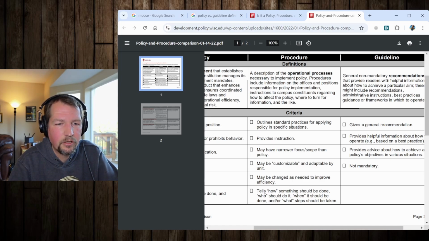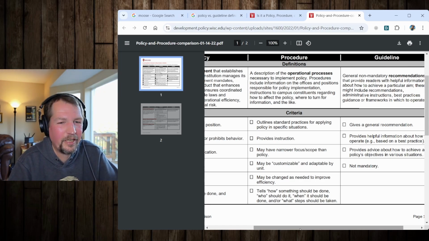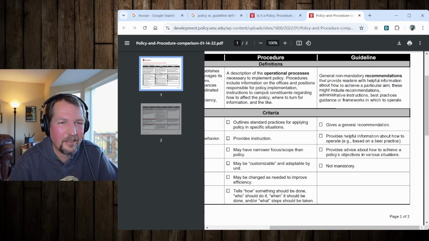Tells how something should be done, who should do it, when it should be done, and what steps should be taken. Yeah, who, what, when, why, how, where, all that, third grade, fourth grade newspaper writing best practices type of stuff. Yeah, that's what should go in your procedure or your instructions, high quality instructions.